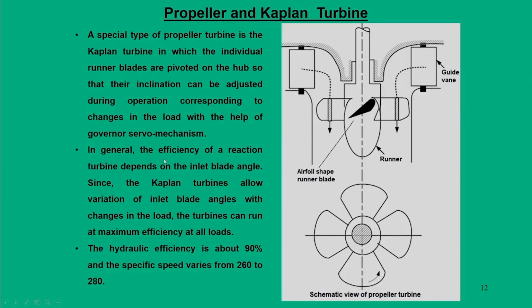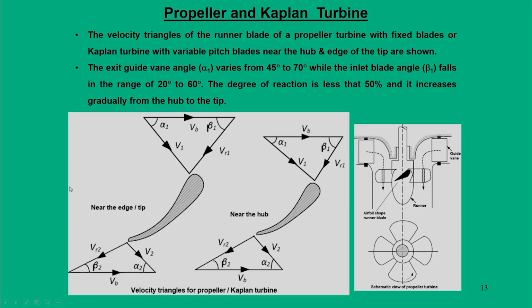And why do we say this? Because the efficiency of a reaction turbine depends on the inlet blade angles. Since Kaplan turbines allow variation of inlet blade angles with change in load, the turbines can run at maximum efficiency at all loads. Their hydraulic efficiency is about 90%, and their specific speed varies from 260 to 280. These are some velocity triangle features for propeller and Kaplan turbines. Here we can see that the exit vane angle alpha 1 varies from 45 to 70 degrees, and the inlet blade angle beta 1 varies from 20 to 60 degrees.